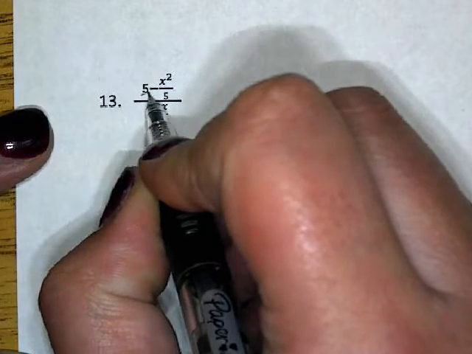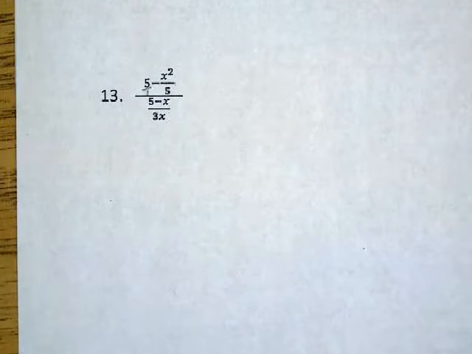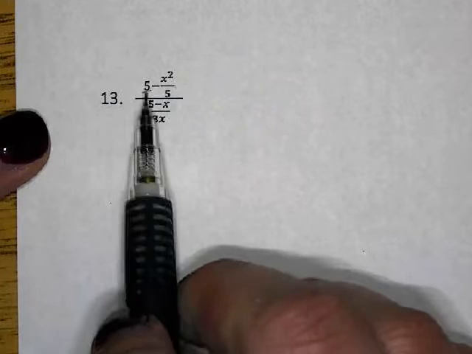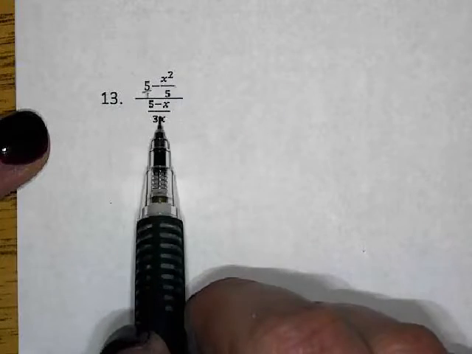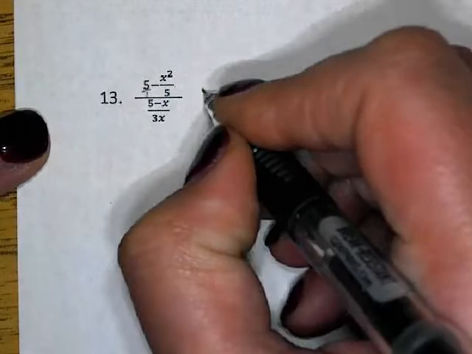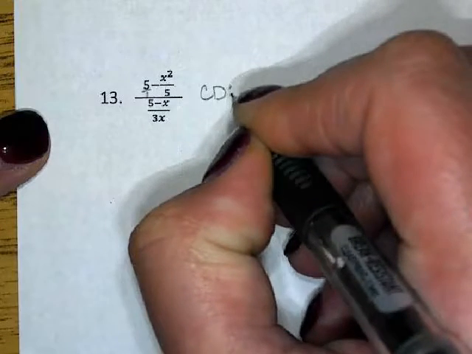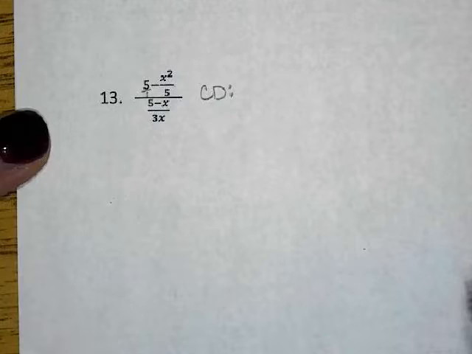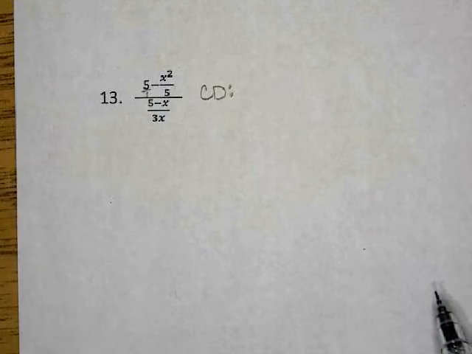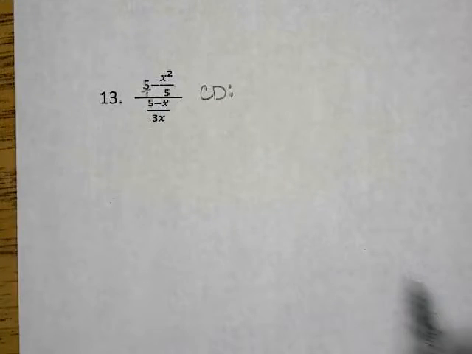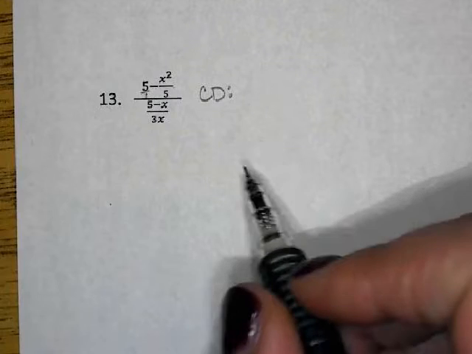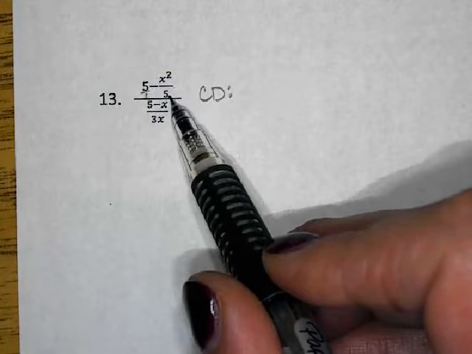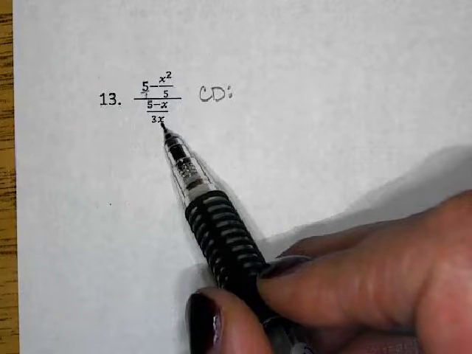So I'm going to take the 5 and I'm going to put it over 1 because I want every single part of the complex fraction to be written as a fraction. So now this is a fraction, this is a fraction, and this is a fraction. And now I'm going to look at all 3 of the fractions that I have, the 5 over 1, the x squared over 5, and the 5 minus x over 3x. I'm going to look at all 3 of those fractions, and I want to find the common denominator between all 3 of them. So I've got a denominator of 1, a denominator of 5, and a denominator of 3x.